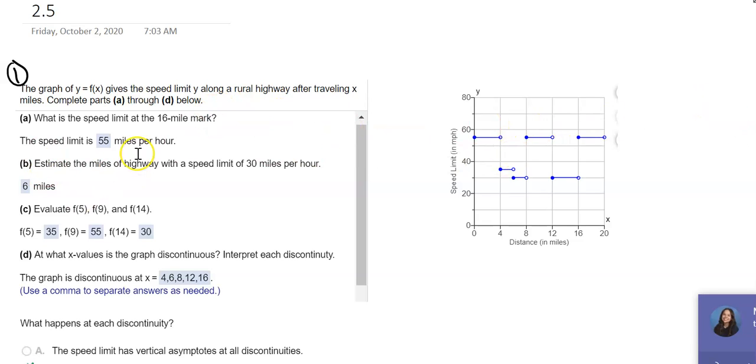All right, so in these first ones here, we are looking at this particular graph that is looking at speed limits at different mile markers. So on the bottom here are X values, these are the mile markers, and then our Y values are here, the speed limit. And so it's saying what's happening here at the 16 mile mark, or this X value. So we just come down here, we see 16, and we follow it up.